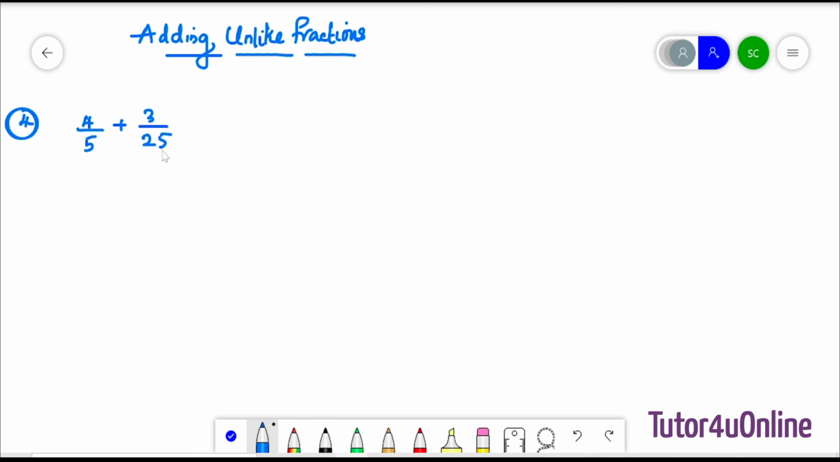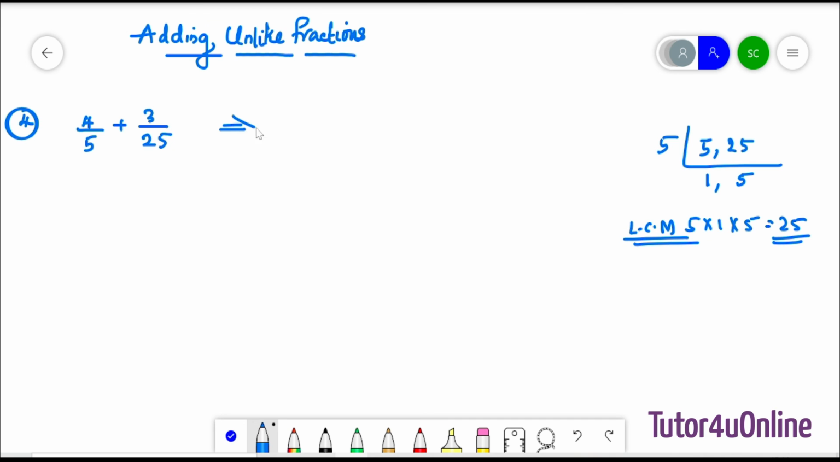We cannot add unlike fractions, so we are going to convert this into a like fraction. For converting into like fractions, take the LCM. 5, 25. Now 5 is a common multiple. 1, 5. So 5 times 1 times 5 equals 25. So we got the LCM as 25. Now we got the common denominator 25 plus 25. The denominator of the second operand is 25, so the numerator you can write as it is.